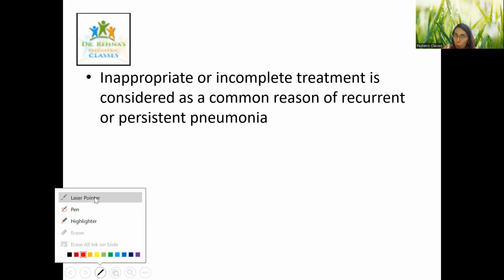So if we can document an exact clearing of the densities after a pneumonia, and then the child again tends to have another pneumonia, only then can we take it as a recurrent pneumonia. So that is one thing.